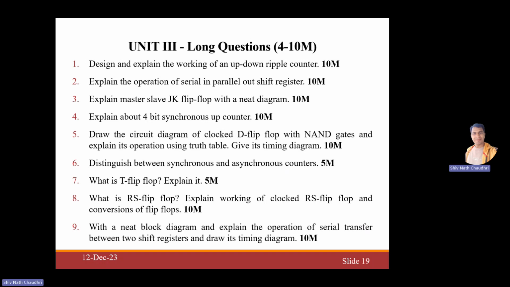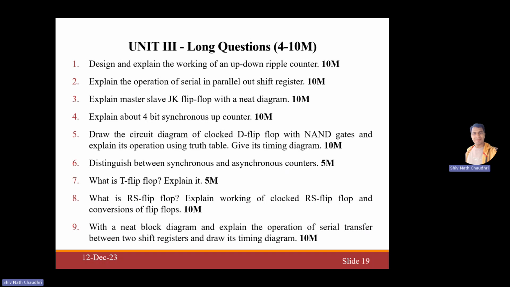The fifth question is to draw the circuit diagram of a clocked D flip flop with NAND gates and explain its operation using a truth table. Give its timing diagram. So in this case, the D flip flop is asked, and you have to explain the operation and timing diagram. Taking the input combination, output and clock signal, you can easily draw the waveform, and that waveform is called a timing diagram.